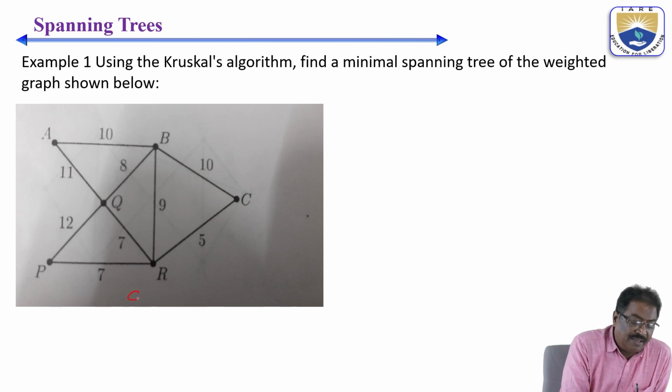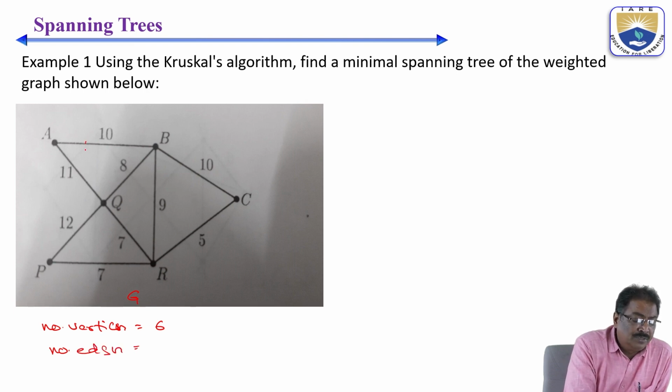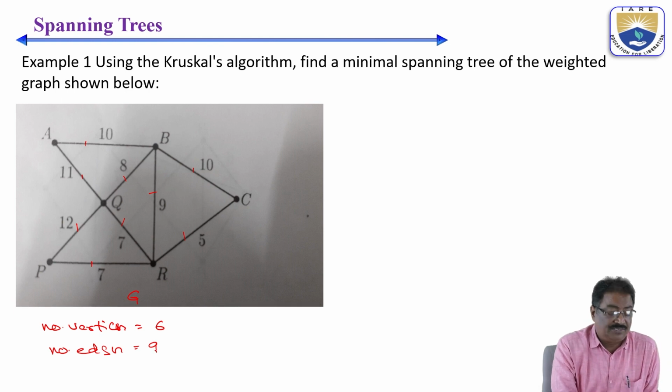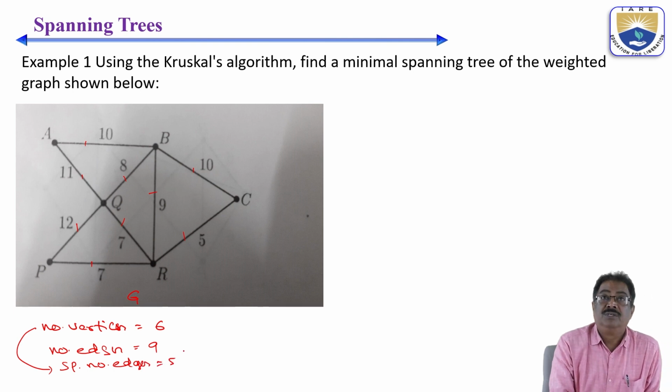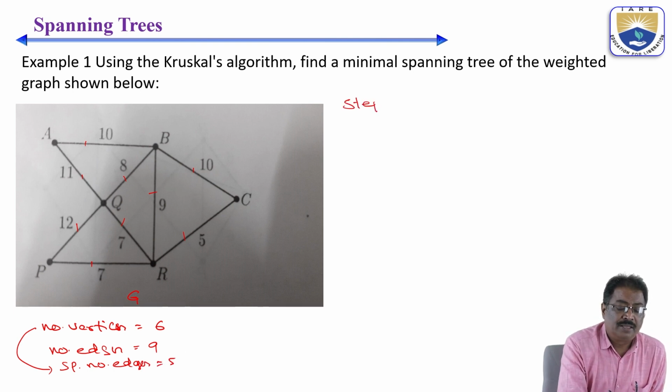Let us say the graph is G, and how many vertices does it have? So 1, 2, 3, 4, 5, 6 vertices. How many edges does it have? 1, 2, 3, 4, 5, 6, 7, 8, 9 edges. So a spanning tree, which I am going to calculate, will have only 5 edges. So step 1 we are going to consider.